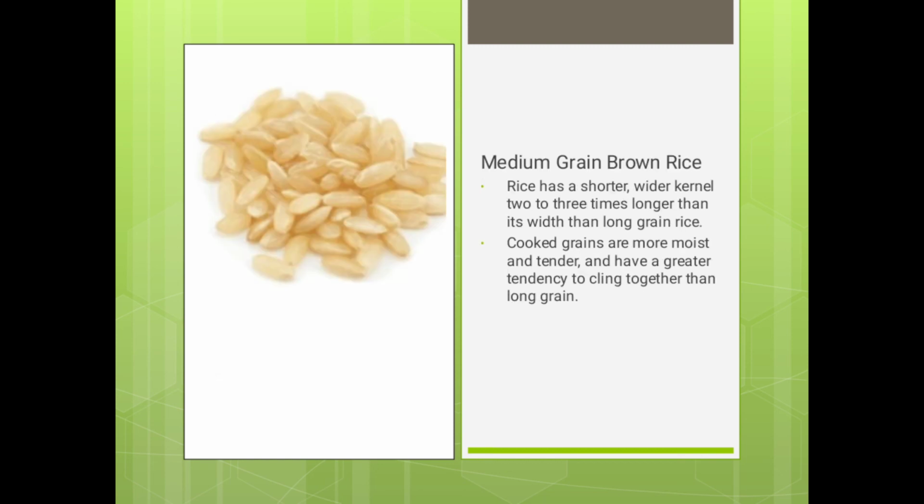So medium grain brown rice. So sa makita ninyo, mas gamay siya sa long grain. And the definition is rice has a shorter, wider kernel, 2 to 3 times longer than it is wide, compared to long grain rice. So taas ni siya og wide kumpara sa katong long grain. Bagbusok siya, busok. Cooked grains are more moist and tender and have a greater tendency to cling together than long grain.